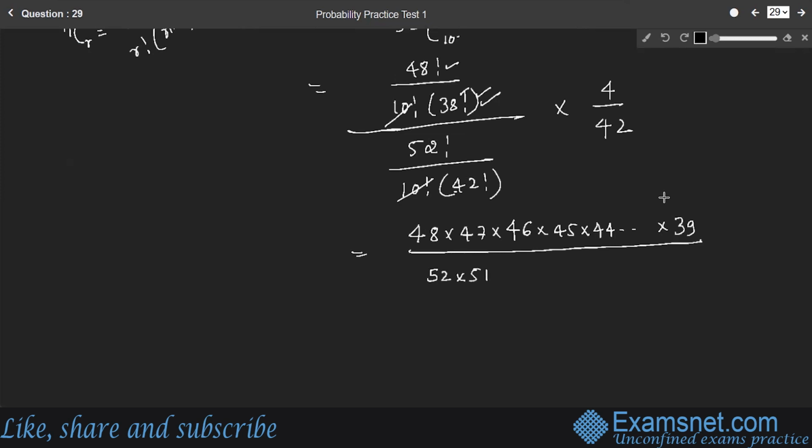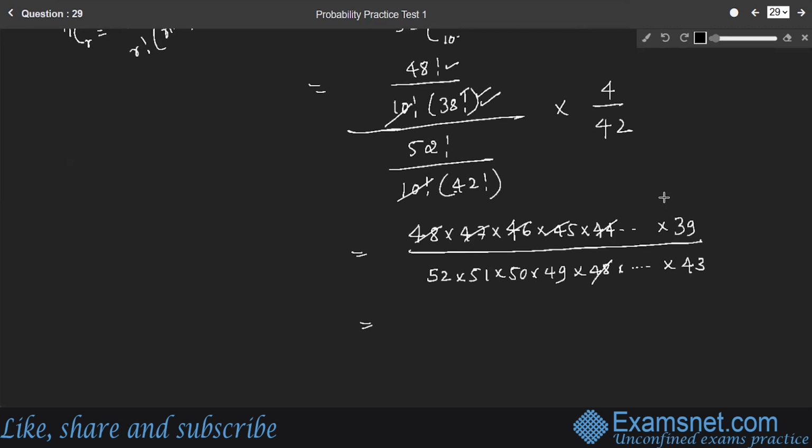52 into 51 into 50 into 49 into 48, and so on up to 43 we'll consider here also, because from 42 onwards that part will get cancelled. Therefore here, from 48 to 43 we can cancel: 48, 47, 46, 45, 44.